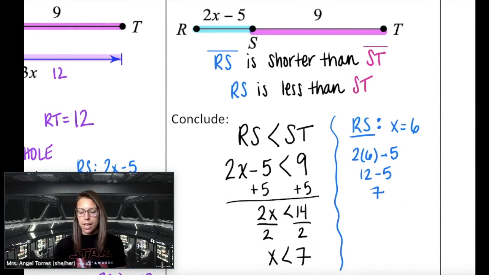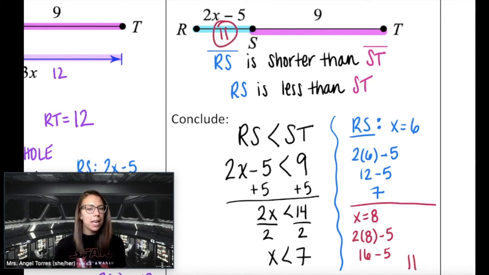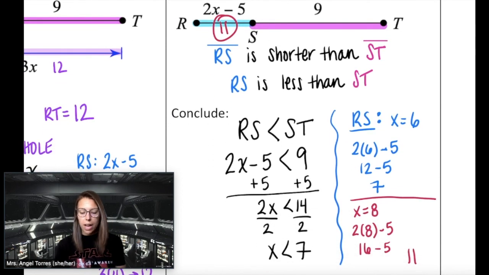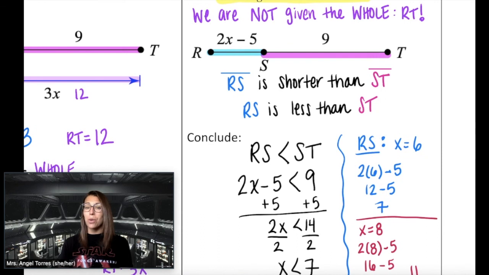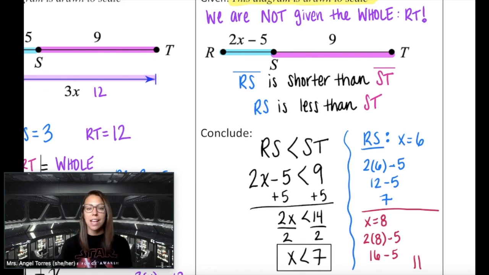Just for comparison's sake, let's try one that we know wouldn't work. Let's try a value greater than 7, like 8. If we tried 8, that would be 2 times 8 minus 5. 16 minus 5, that would be 11. Let's put it in our diagram. Would it make sense that the length of RS is 11? Not if this diagram is drawn to scale, which we know that it is, because that would mean that RS is longer than ST. So the only conclusion that we can really make here, since we're not given the whole length, is that the value of x has to be less than 7. As long as it's less than 7, it should make sense in this diagram.